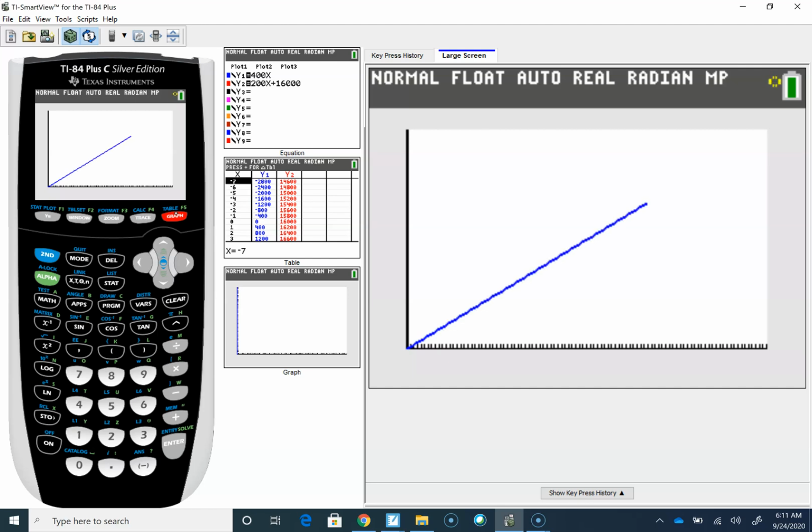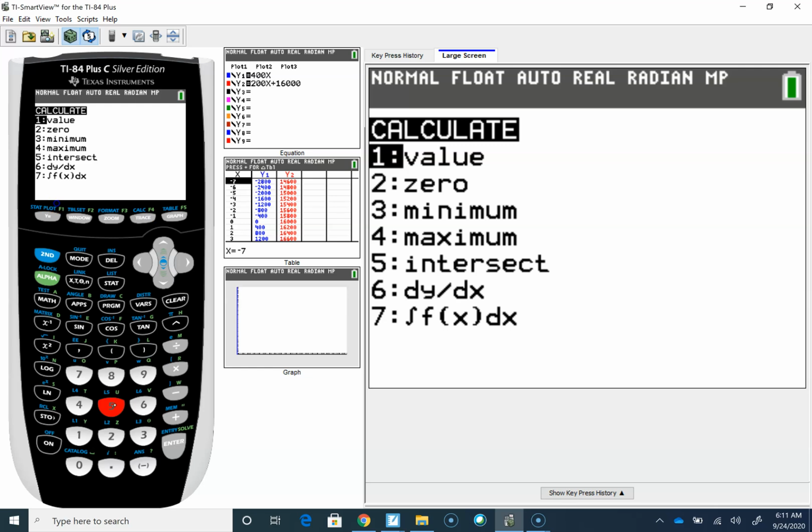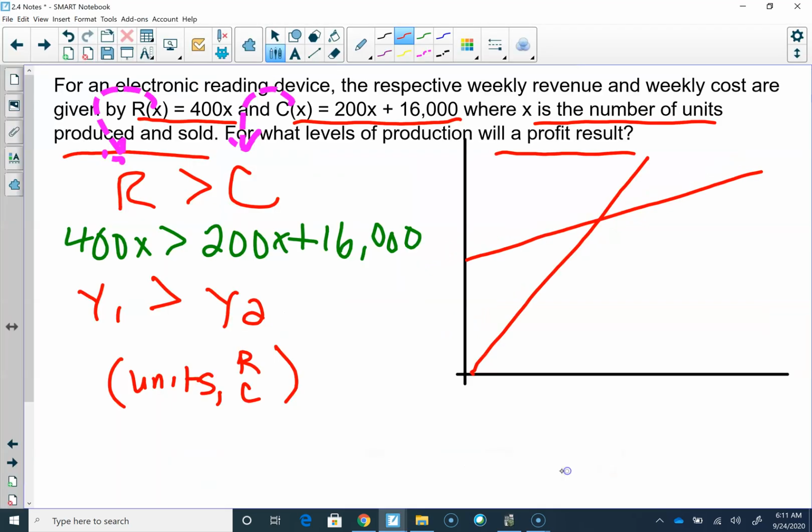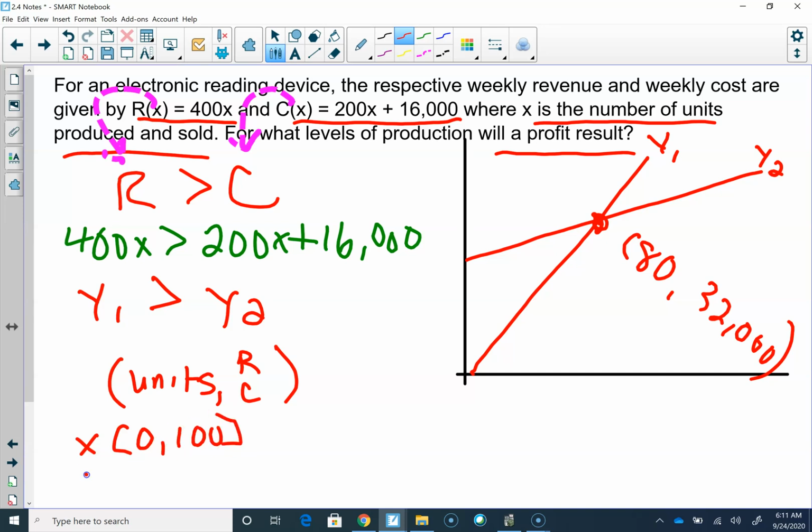Okay, so there is my y1, that's 400x, and there is my y2, and notice there's an intersection there. So I'm going to calculate the intersection. I'm going to let my smart bug do all the work, and I'm going to get 80 and 32,000. So I'm going to go back to here. This was my y1, this was my y2, and this is 80. This is the work that you're showing. And my x, I ended up with 0, 100. That worked. And my y, 0, 40,000.